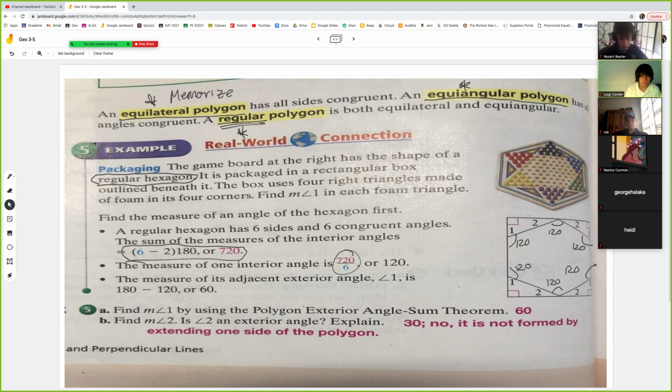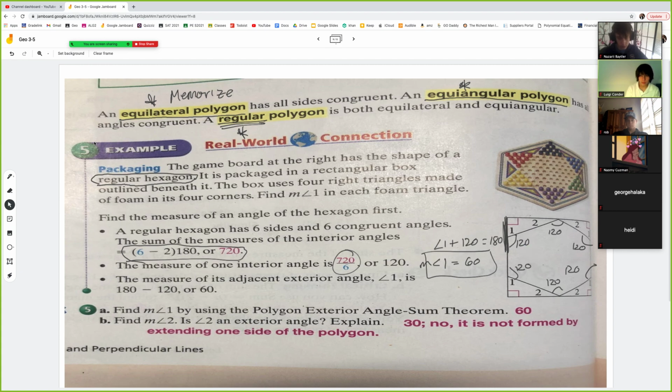How do we find that out? Well, we know that this is a line, so angle 1 plus 120 equals 180. Therefore, the measure of angle 1 equals 60 degrees. All right, I hope you guys saw that. Again, here, 1 plus 120 is 180.